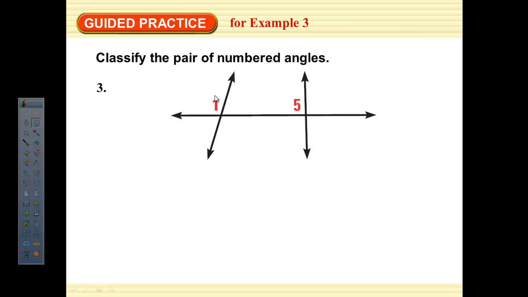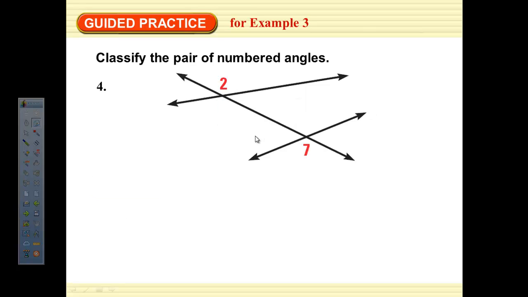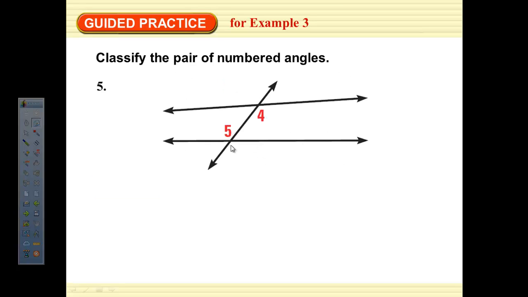If we look, angle 1 is in the top left, angle 5 is in the top left, so those would be in the same position. That makes them corresponding angles. We've got 2 here. They're both outside of the two lines that are here. The transversal is the one going diagonally down to the right. They're on alternate sides of the transversal, and they're on the outside, so that makes them alternate exterior angles.